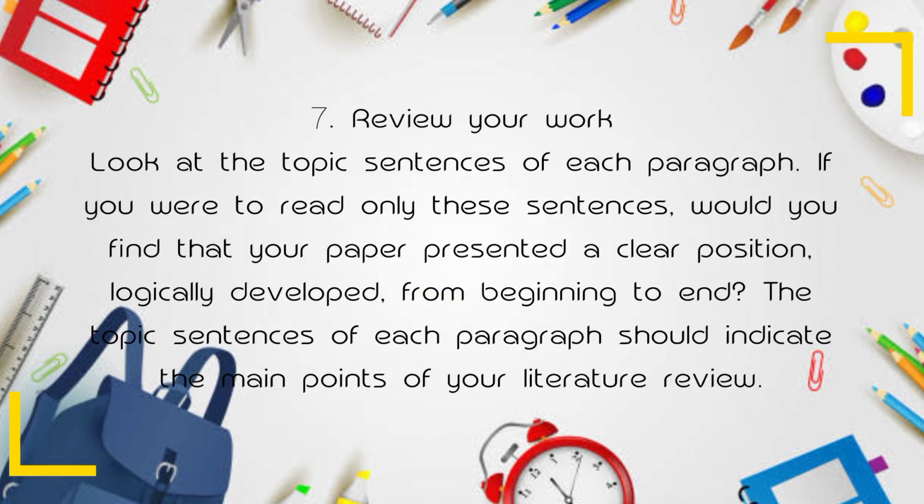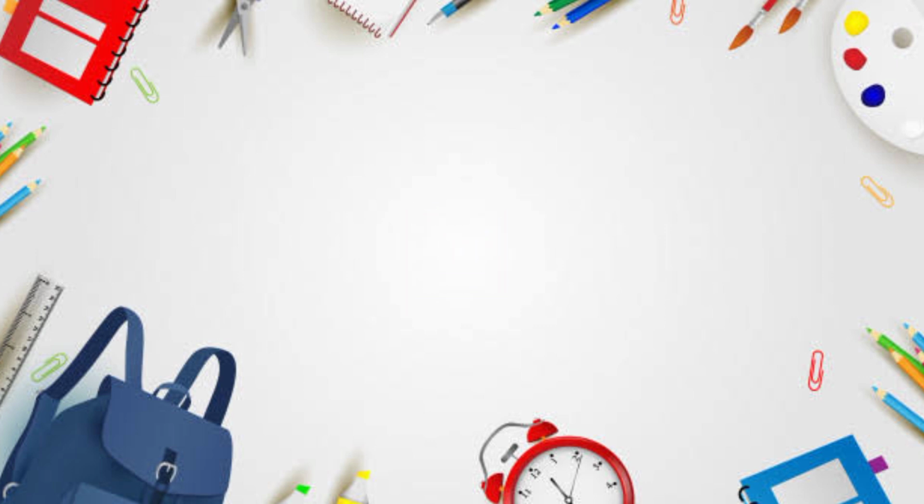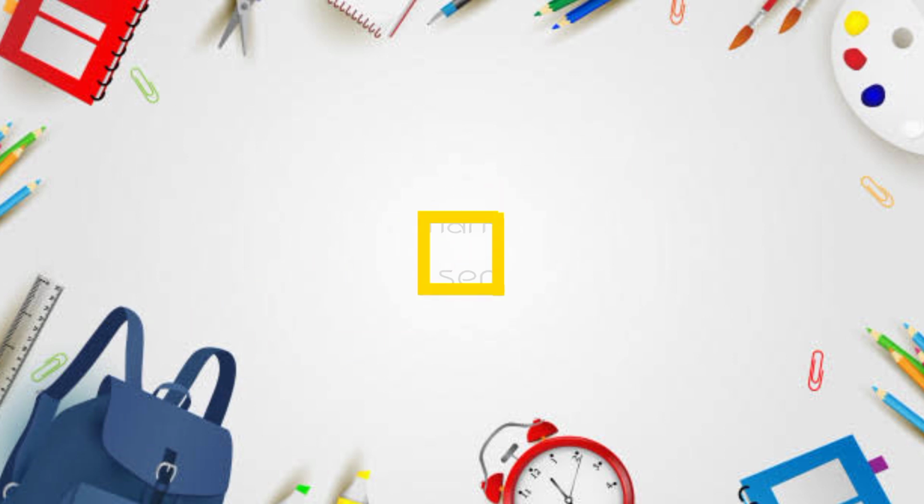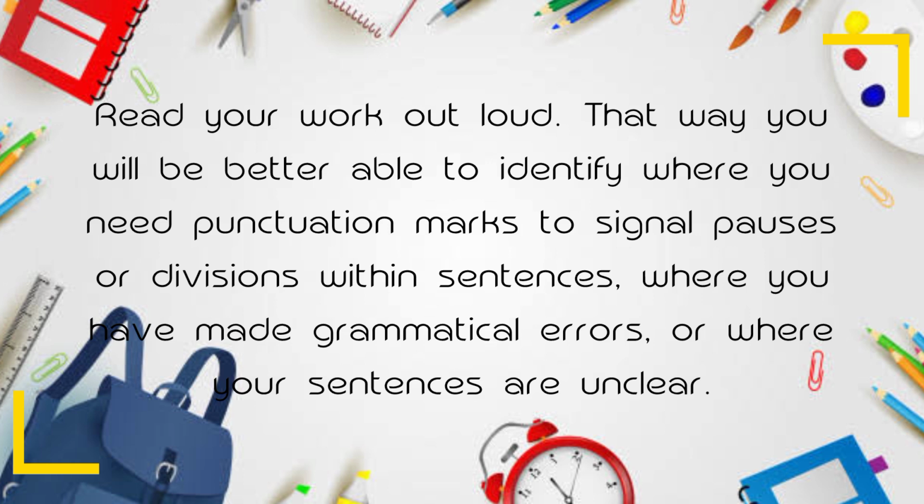7. Review your work. Look at the topic sentences of each paragraph. If you were to read only these sentences, would you infer that your paper presented a clear position, logically developed, from beginning to end? The topic sentences of each paragraph should indicate the main points of your literature review. Make an outline of each section of the paper and decide whether you need to add information, to delete irrelevant information, or to restructure sections. Read your work out loud. That way you will be better able to identify where you need punctuation marks to signal pauses or divisions within sentences, where you have made grammatical errors, or where your sentences are unclear.